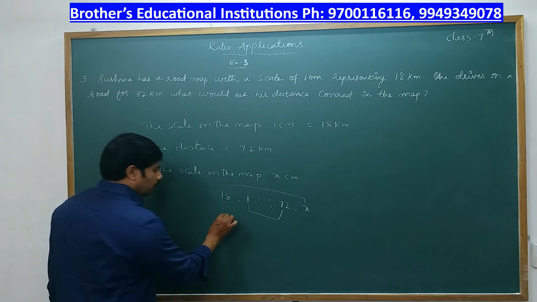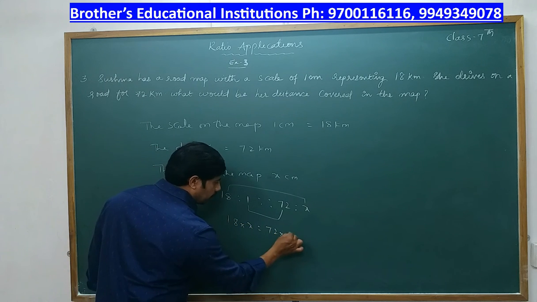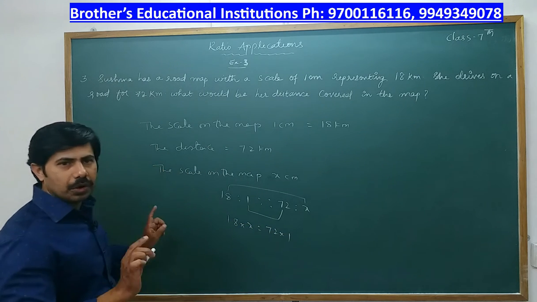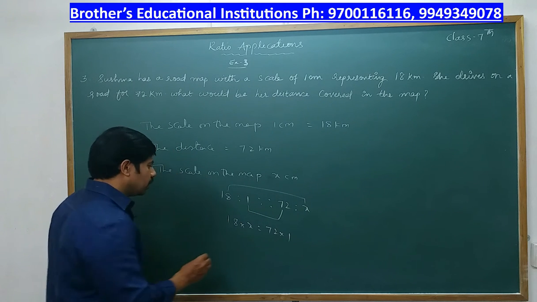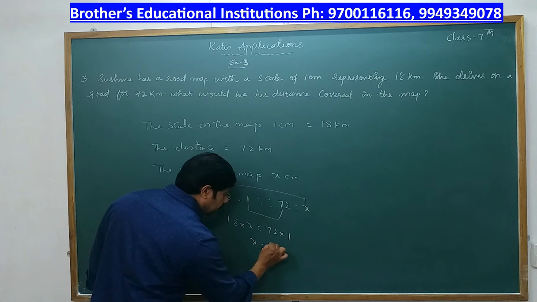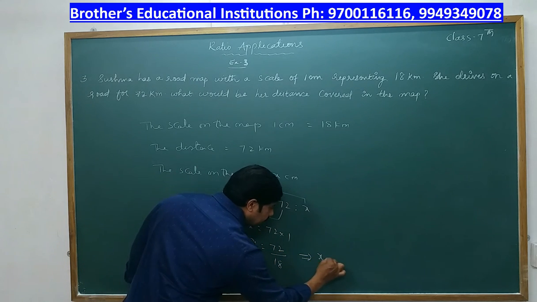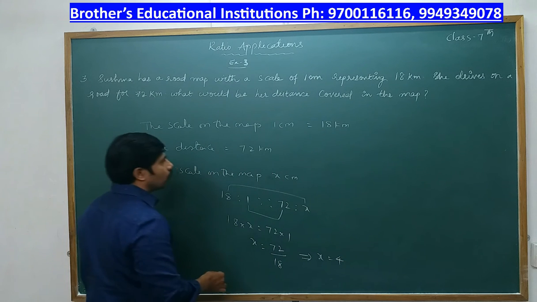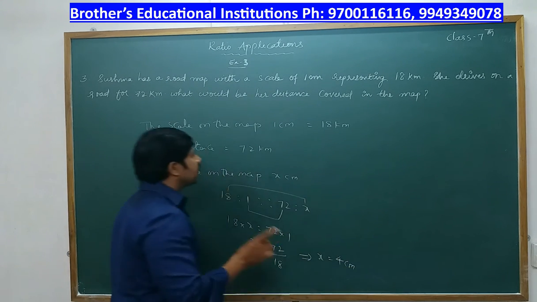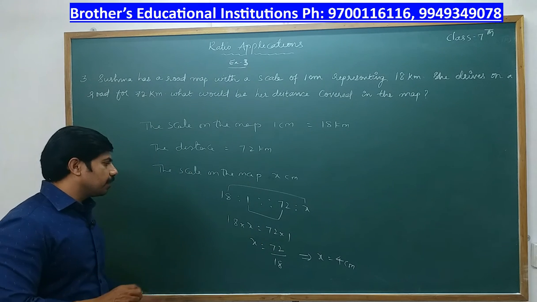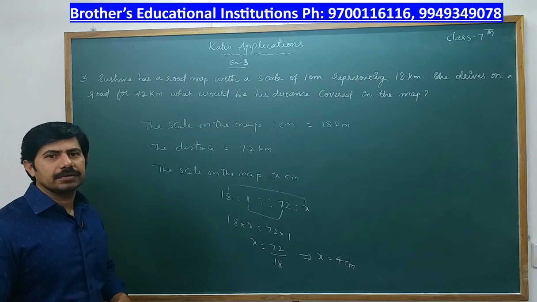So the product of extremes is equal to the product of means. Extremes means the two corner terms, 18 into x. Means, the terms in between, 72 into 1. So what is x equal to? It is 72 by 18, which implies x is equal to 4. That means 4 centimeters. Therefore, the distance on the map is 4 centimeters. So this is completed.